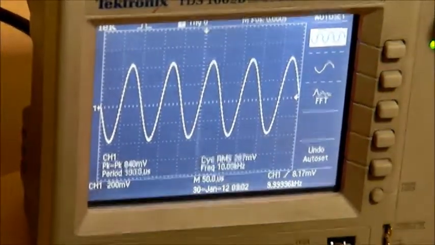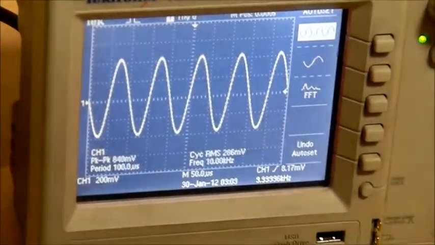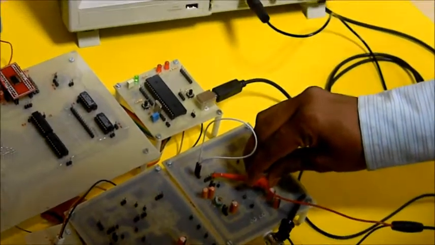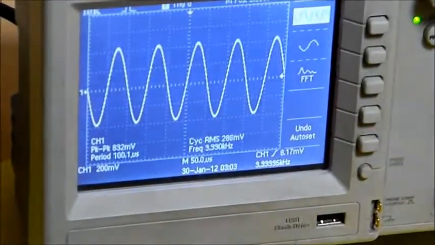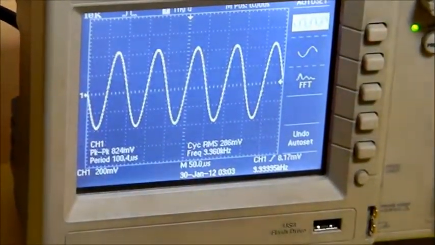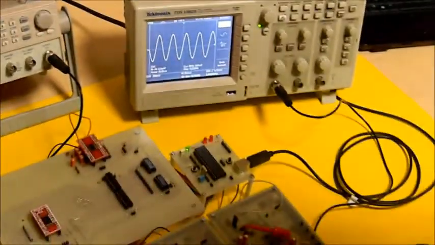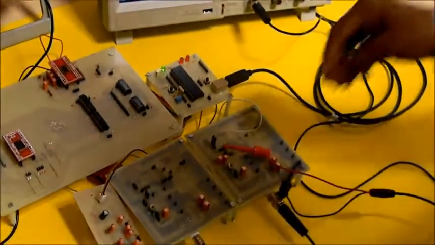Now this channel has been internally routed to the analog multiplexer. The output of the analog multiplexer can be seen here. This is the output of the analog multiplexer. So as we can see, even though the signal is passing through these many stages, the signal quality does not deteriorate, even in amplitude or in frequency.